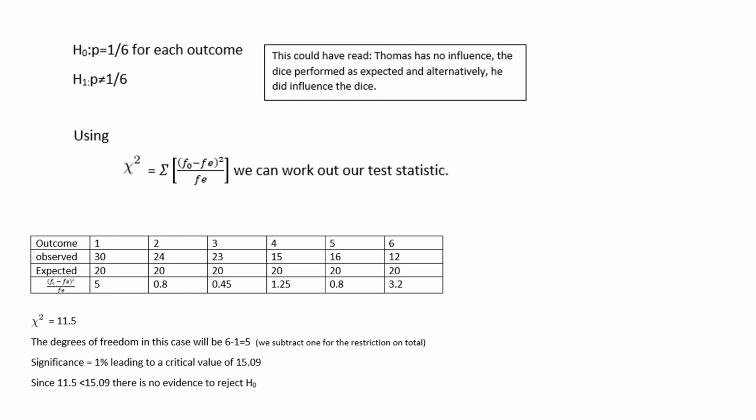That's always the independent one. So it's easy to work out. So just 1 take away 6, or 1 from 6 to leave 5 degrees of freedom.